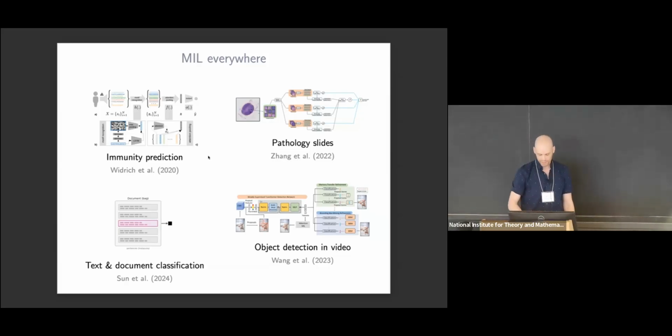And there are other problems, but they're not in biology, so I won't talk about them. But text document classification and object detection are very similar things you can turn into multiple instance learning problems.